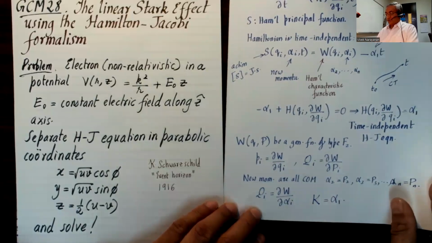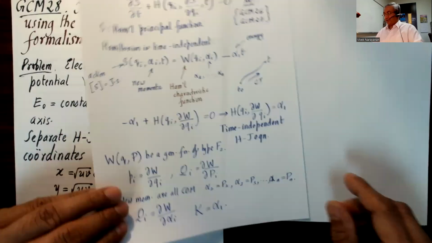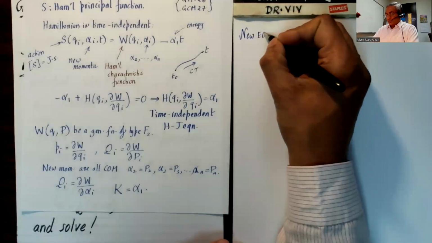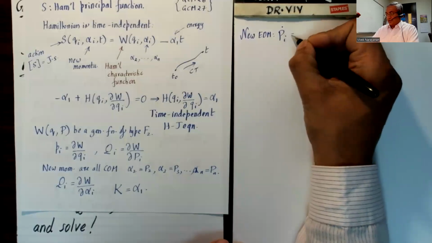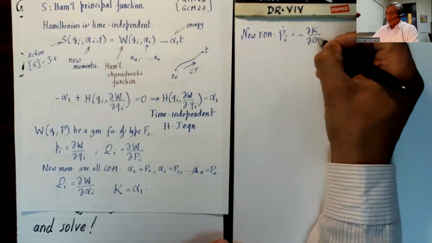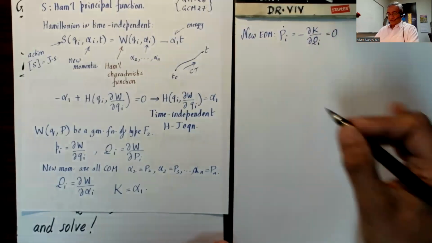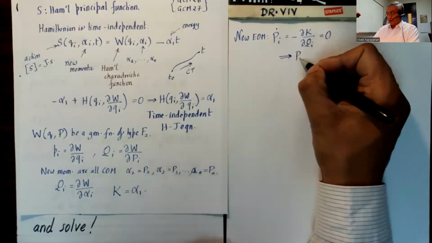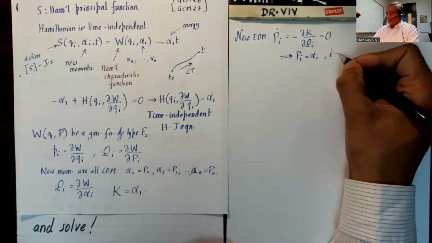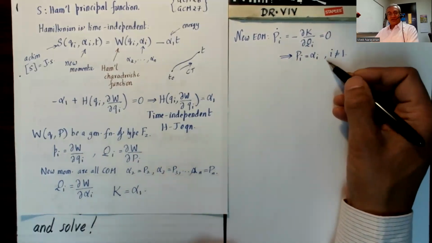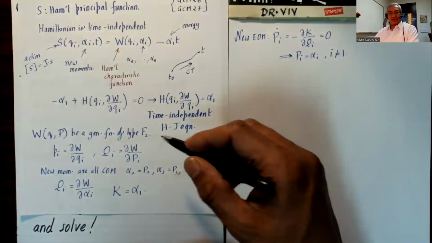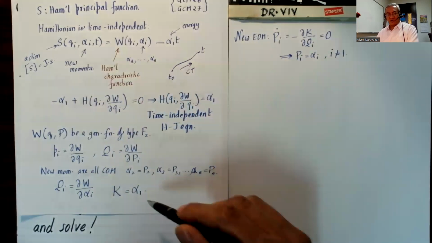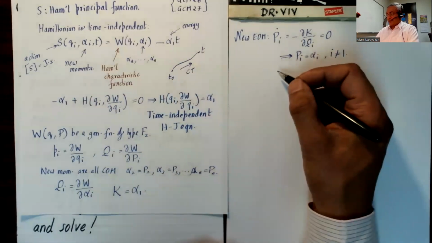So now we can write the new equations of motion with respect to the transformed Hamiltonian. Capital Pi dot equals negative del K by del capital Qi. Well, that's equal to 0 because K doesn't have any Qi's in it. So we automatically get Pi equals alpha i for i not equal to 1. So that's as advertised: the momenta are all constants. So we're justifying in a roundabout fashion why we can identify these alphas as momenta with respect to this new Hamiltonian.